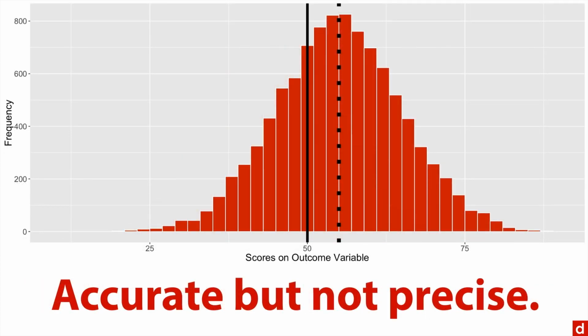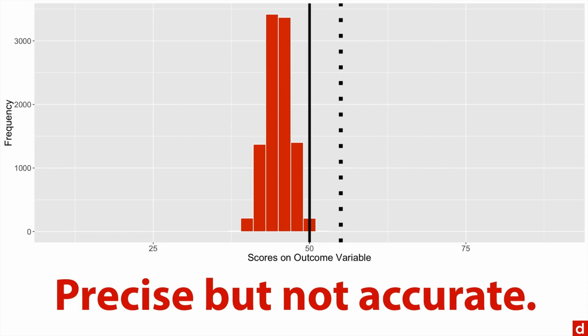Now here's another one. This is accurate because it's centered on the true value. That's nice, but it's still really spread out. And you see that about 40% of the values are going to be on the other side of 50%. It might lead you to reach the wrong conclusion. So that's a problem.